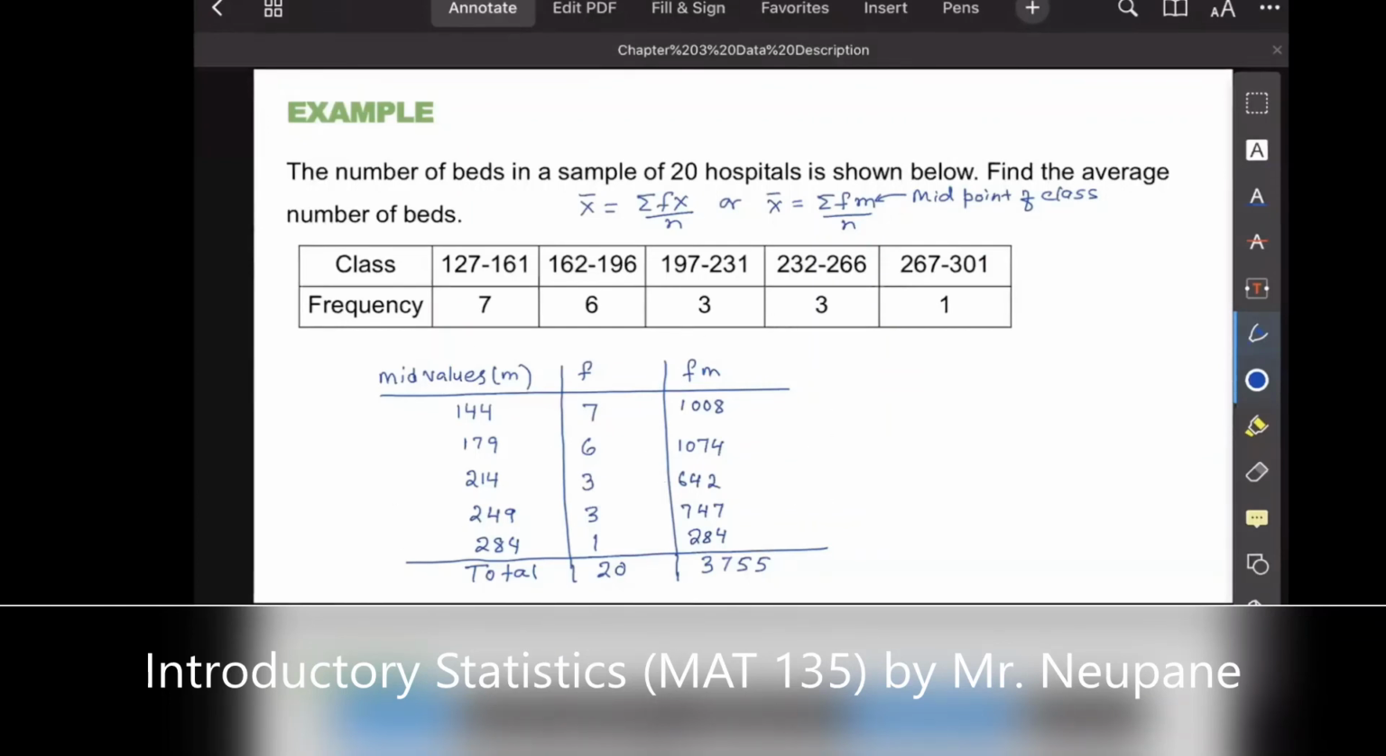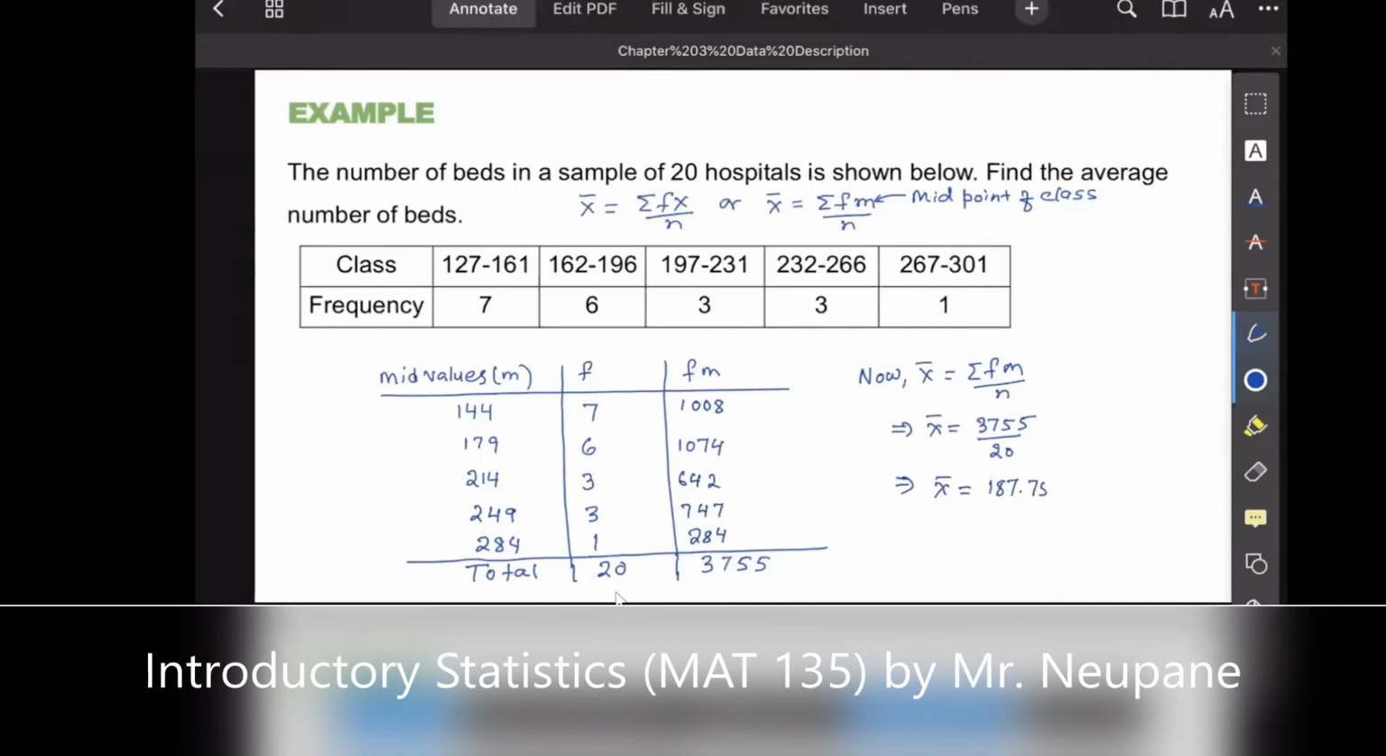Let's find the mean. The formula for the mean, you can see here, is the sum of f times m divided by n. The sum of f times m is this one, 3755, and then n is the sum of all frequencies. We got 20. So if you divide these, what will you get? Give it a try. 3755 in your calculator, divide that by 20. 187.75.